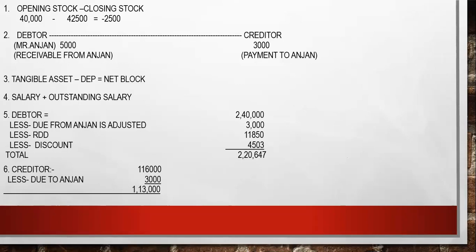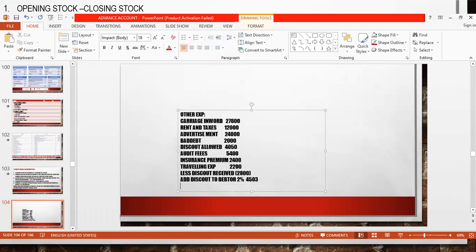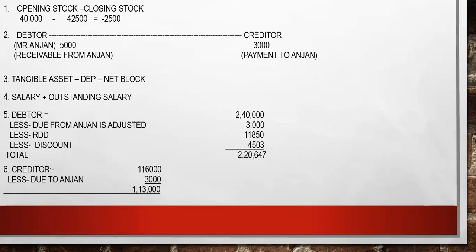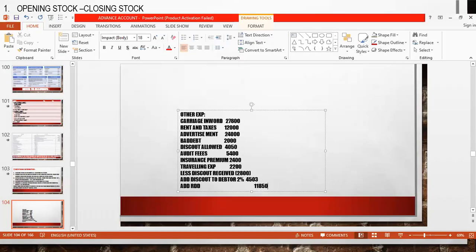लास्ट इन द फिफ्थ एडजस्टमेंट डेटर 11,850 एंड डिस्काउंट 4503 दिख रहा है आप लोगों को? 4503 डिस्काउंट है और 11,850 है. जस्ट होल्ड. हेलो, क्लियर एवरीवन? Yes. ओके, सो यहाँ पे आपको ऐड करना पड़ेगा. क्या था वो? 4503 हमने ऐड किया. And one more thing you have to add, that is RDD. How much amount was that? 11,850. क्लियर हो गया आप लोगों को?